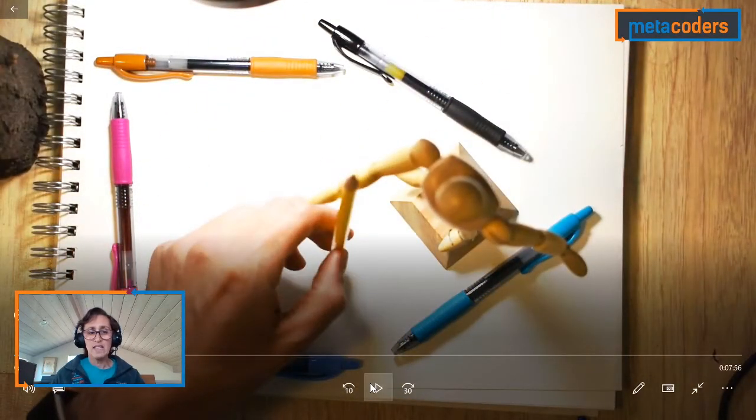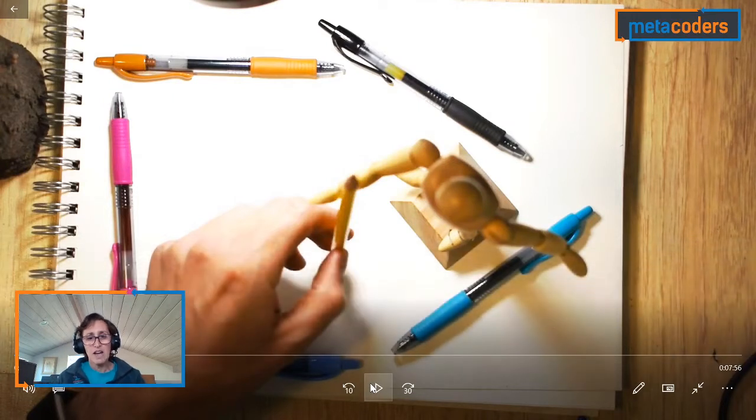Do you guys know what that little man is? Anybody out there an artist? Artists use those little models when they're drawing people. They use them and they pose them and it helps them.